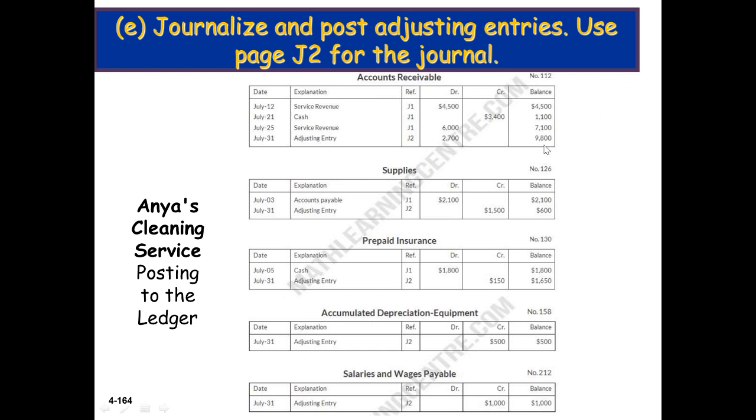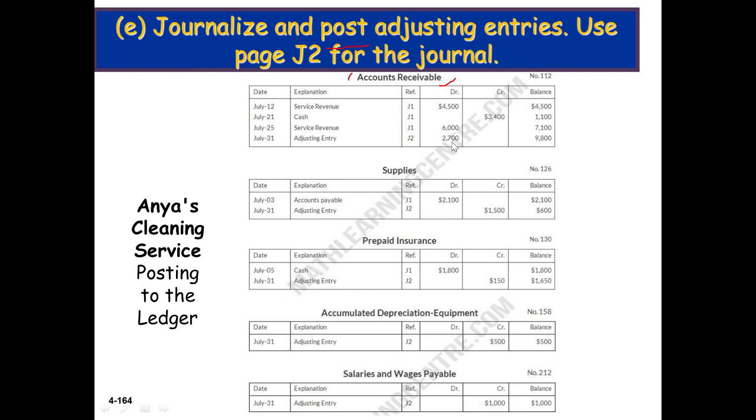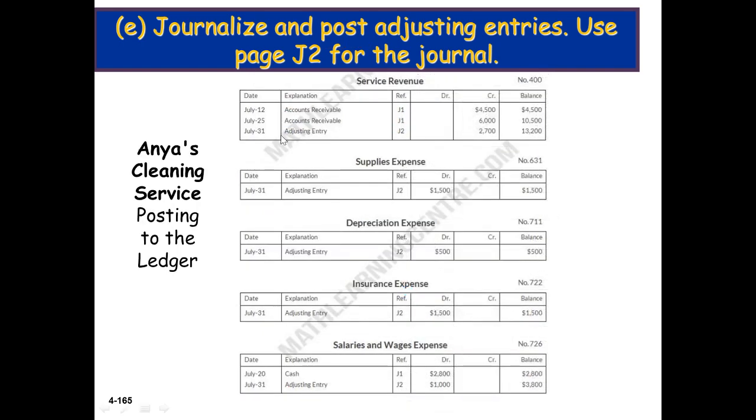After posting all the transactions, we get the accounts receivable figure. In our previous ledger accounts, we are now adding just one figure of accounts receivable, 2,700. So this would be our accounts receivable item. Supplies are the same figure. These are the adjusting entries.